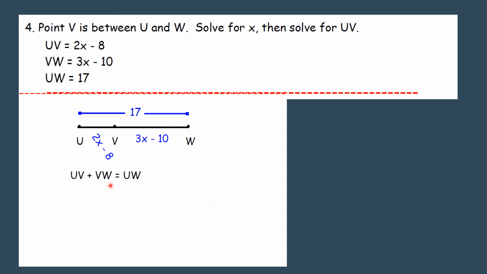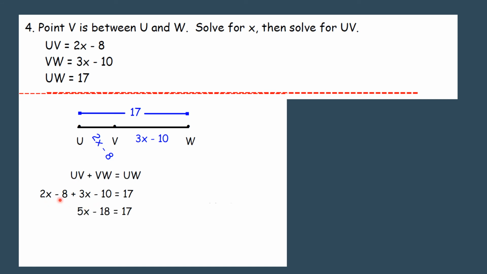Okay, so now we're going to convert to algebra and we're going to substitute. So the length of UV is 2x minus 8. The length of VW is 3x minus 10. And the length of UW is 17. So we're going to substitute that all in. Okay, so look again. Oh, great. We have too many x terms and too many constants, so we need to combine like terms.